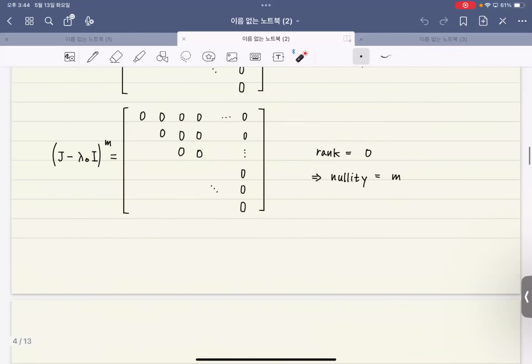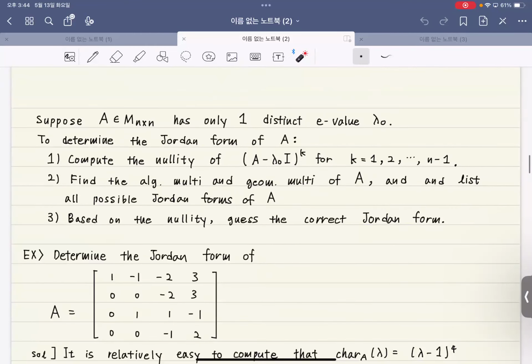Okay, let us keep this in mind. And now we are ready to determine the Jordan form of any matrix. So this is my idea. Let us suppose that A has only one distinct eigenvalue, which is lambda 0.